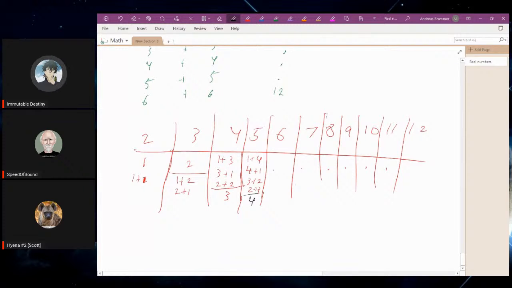Let's do it for the rest of these really quickly. So we could do 1 plus 5, 5 plus 1, 3 plus 3, 4 plus 2, and 2 plus 4.